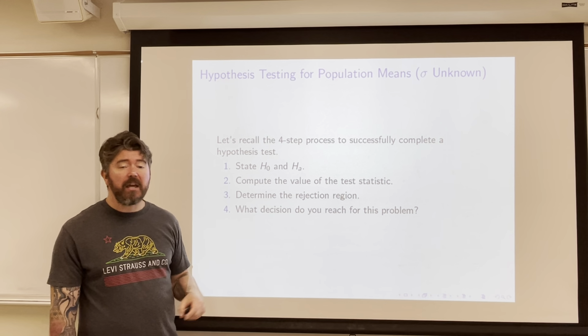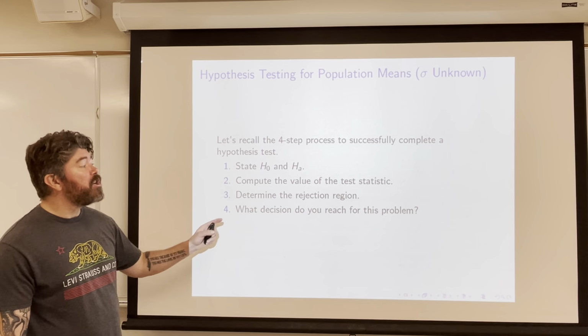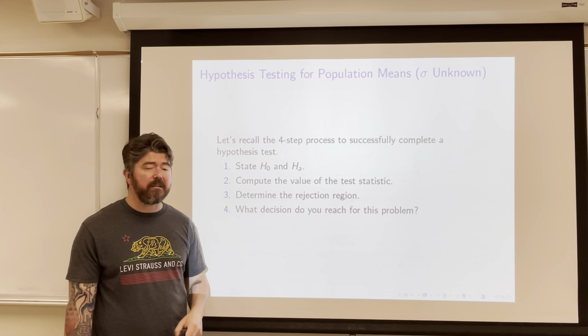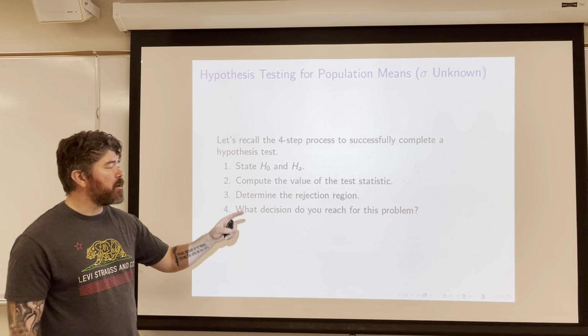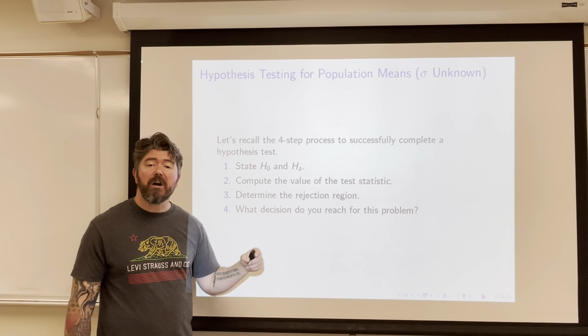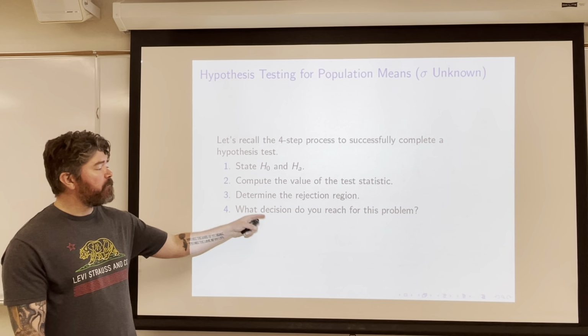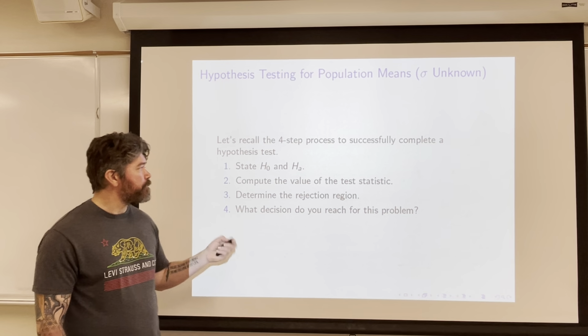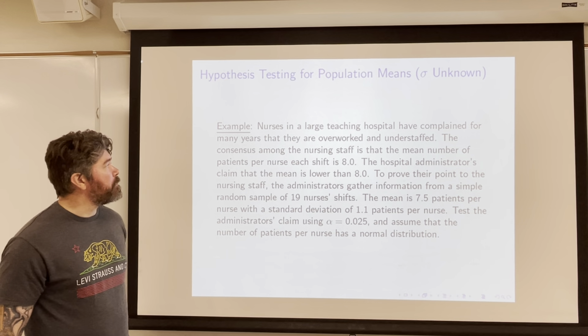Step 1, state H naught and HA. Step 2, compute the value of the test statistic. Step 3, determine the rejection region, or what we call the decision rule. And step 4, conclude. Let's look at an example.